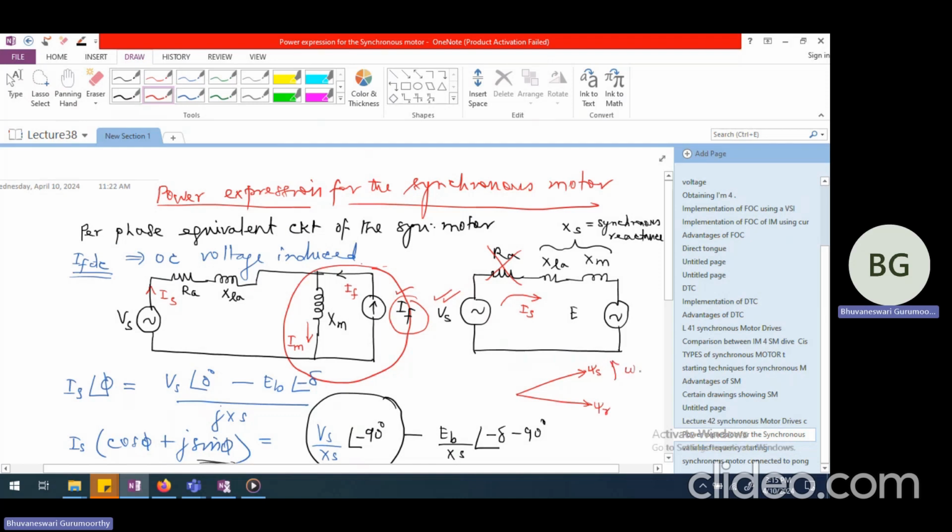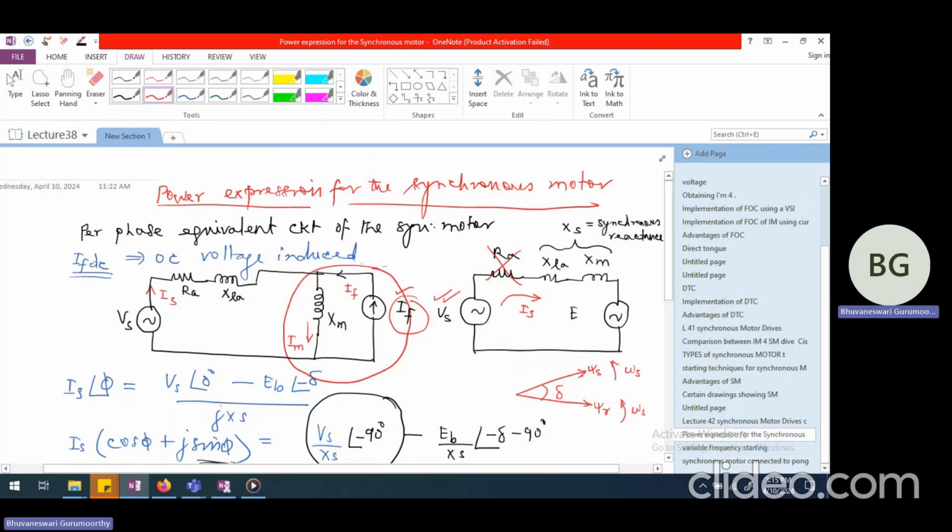Both of them will be rotating at synchronous speed. But because the rotor follows the stator flux linkages, being dragged by them, there will be an angle between them, given as delta, which is also known as the load angle or torque angle. So psi r will be lagging behind psi s by an angle delta.